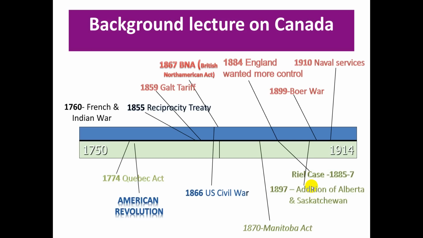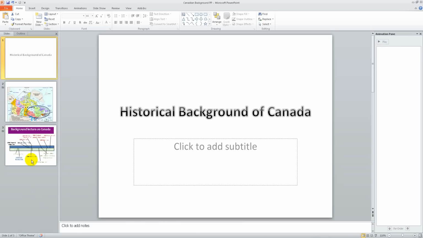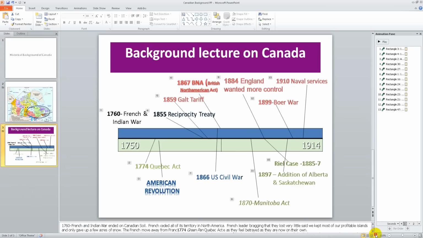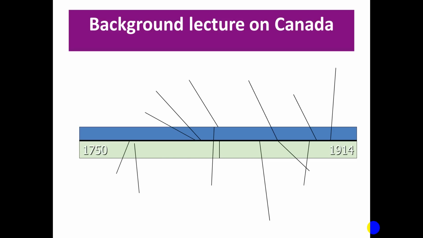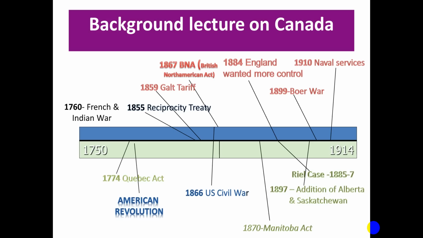But this, again, after the Riel case, you see these other two things that happen that basically create a real rift between the French and the English-speaking Canadians. So let me put this back up here. And so we're going to go back and put all these up. So we've got a couple more things we're going to talk about. We're going to talk about the Boer War.